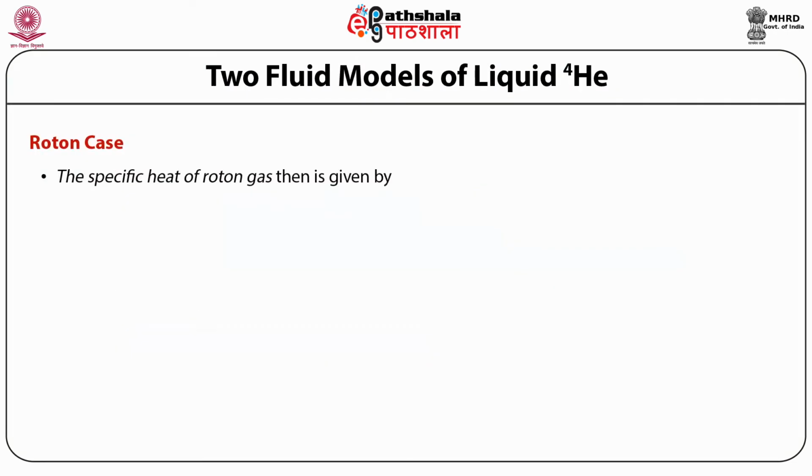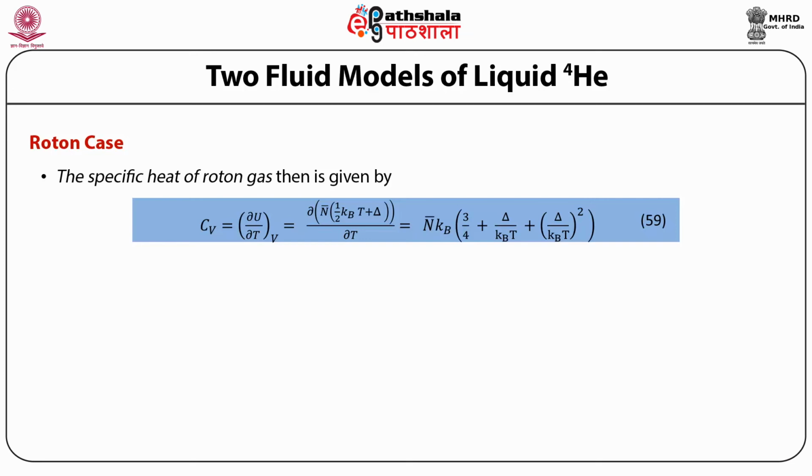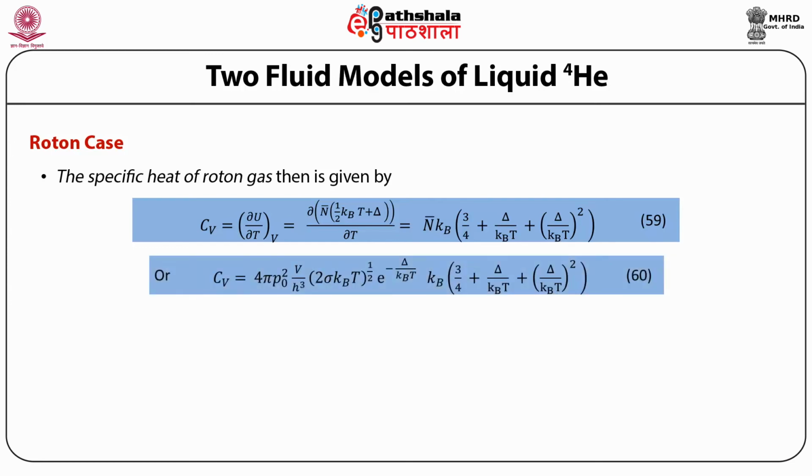The specific heat of proton gas then is given by Cv is equal to partial derivative of U with respect to T at constant volume, which is nothing but partial derivative of n bar multiplied by (half kBT plus delta) with respect to temperature, is equal to n bar kB multiplied by (3 by 4 plus delta by kBT plus (delta by kBT) whole square), or Cv is equal to 4 pi p naught square multiplied by V upon h cube multiplied by (2 sigma kBT) raised to power half e raised to power minus delta upon kBT multiplied by kB whole multiplied by (3 by 4 plus delta by kBT plus (delta by kBT) whole square). It is obvious that Cv approaches 0 exponentially as T approaches 0, an interesting result.